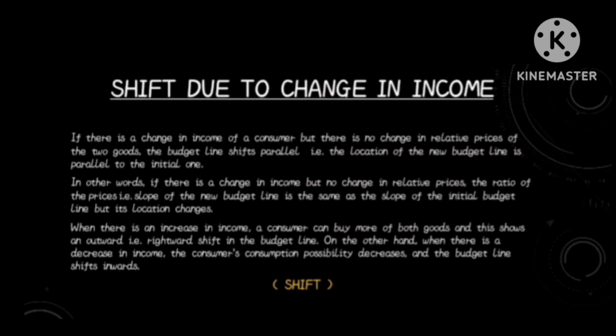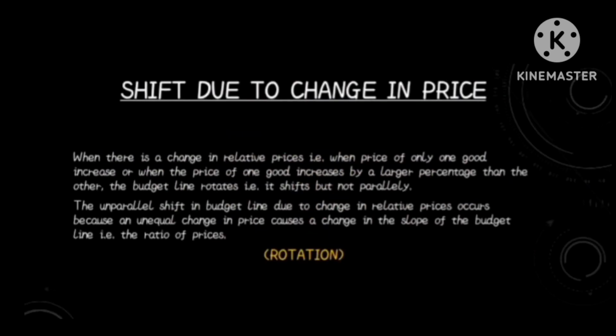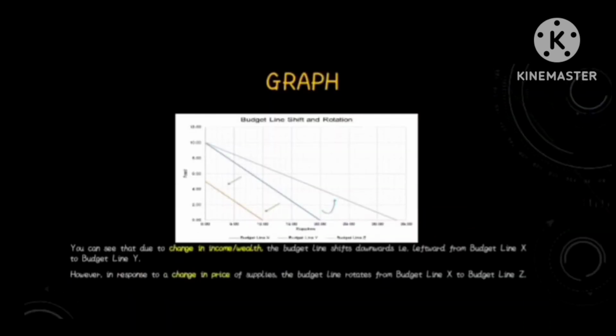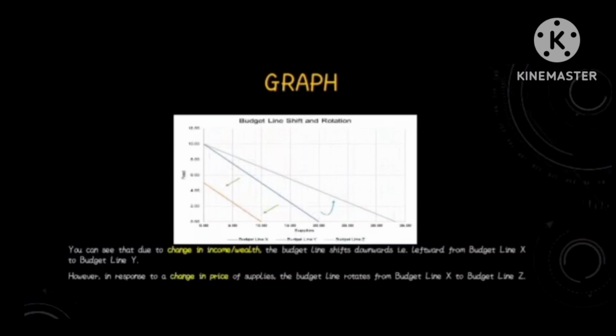When there is an increase in income, a consumer can buy more of both goods, and this shows an outward, that is rightward, shift in the budget line. On the other hand, when there is a decrease in income, the consumer's consumption possibly decreases and the budget line shifts inwards. Okay, we know the difference between outward and inward. So when we discuss the shift due to change in income, we discuss the shifting of the budget line. In price, we say the rotation of the budget line, and in income we say the shift in the budget line. So here is the graphical representation of the budget line, which shows the shifting and rotation.